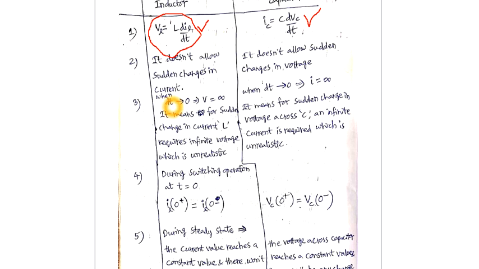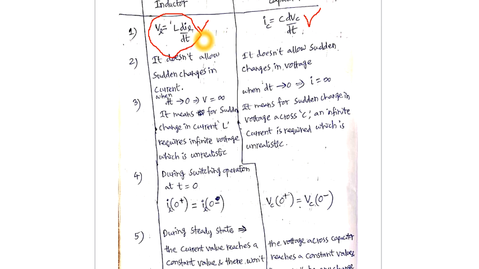So for that sudden change, what will be the voltage equal to here? As per this formula, it is infinity, because dt is 0. So this voltage across the inductor becomes infinity. That means for a sudden change in current in the inductor, L, the inductor requires infinite voltage to be applied across it. So is it possible in reality? No, it is not possible.